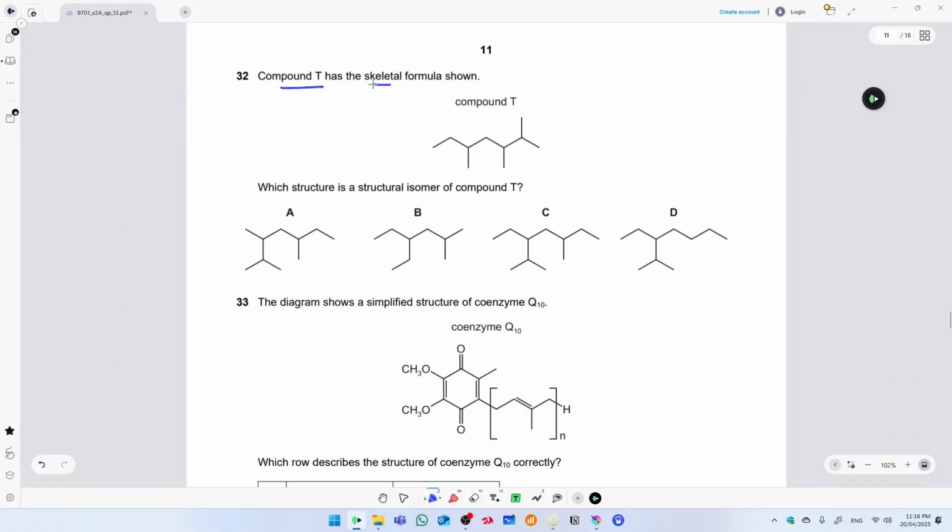Compound T has the skeletal formula shown. Which structure is a structural isomer of compound T? Let's do the easiest thing when you're trying to find isomers. Count the number of carbons. 1, 2, 3, 4, 5, 6, 7, 8, 9, 10. Let's eliminate anything that doesn't have 10.